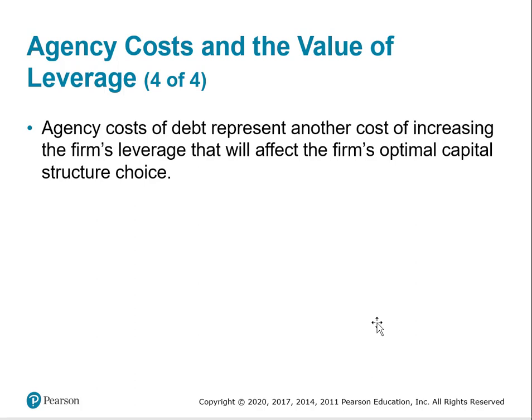So the agency costs of debt are just another cost of increasing firms' leverage that's ultimately going to affect the optimal capital structure choice. So if you kind of think about that trade-off equation, right, those agency costs are part of the present value of the financial distress of a company. Because those costs, even though they may be indirect, and we don't know what they are exactly right now, they are real.